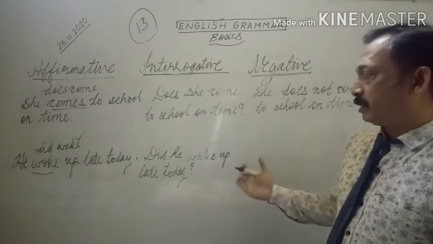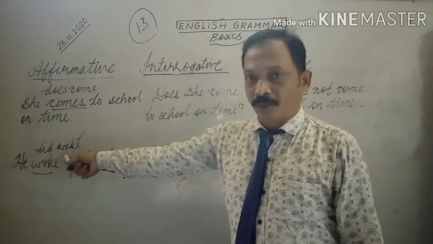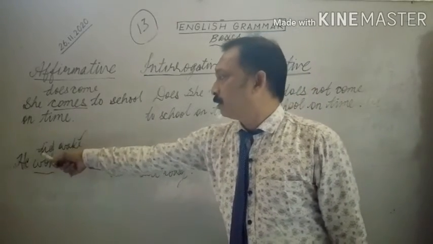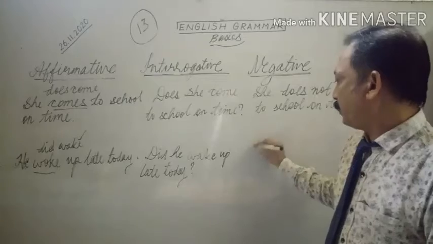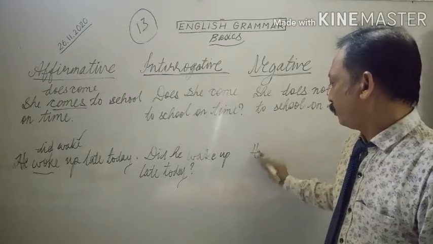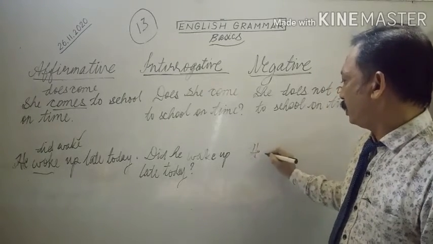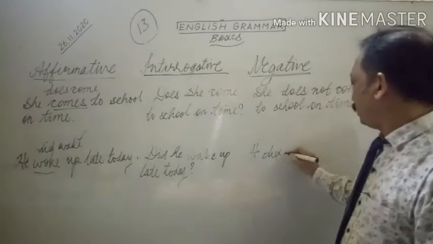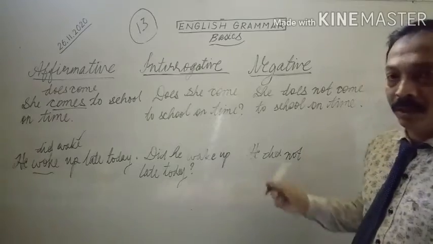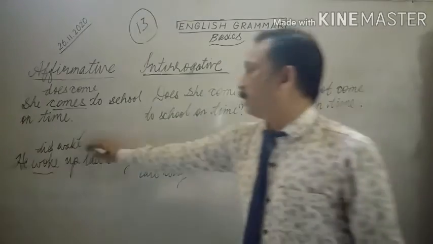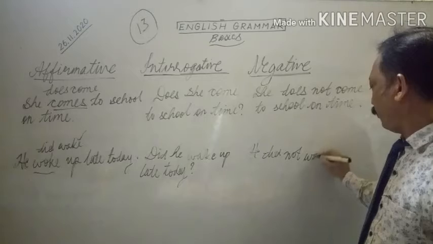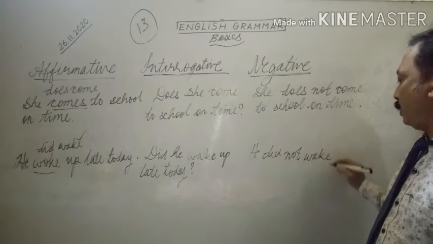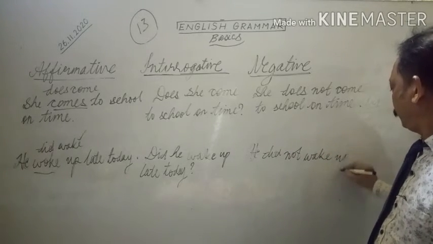And as for the negative, it is easy now. Come again to the first place: he did wake. The negative is he did not. Add not to the helping verb did. He did not, then the main verb, wake, not woke. He did not wake up late.